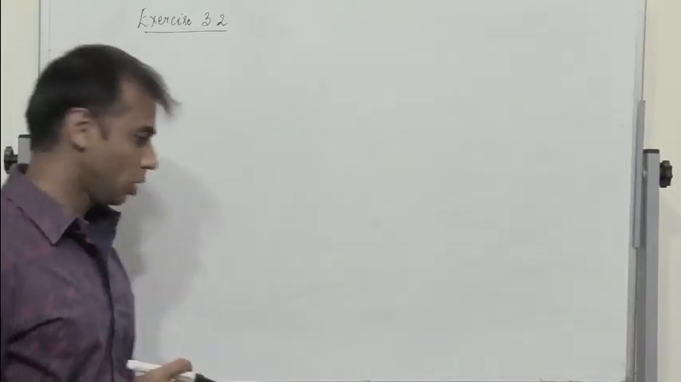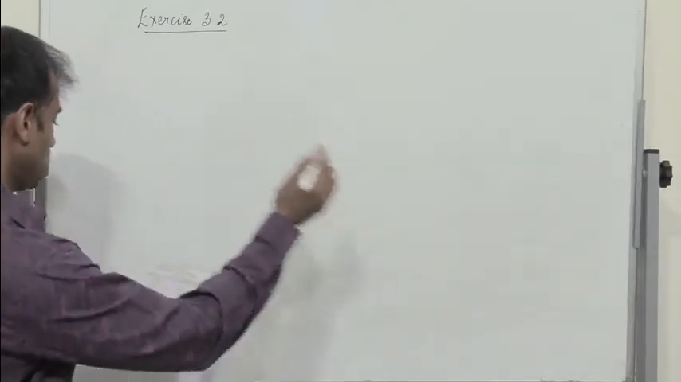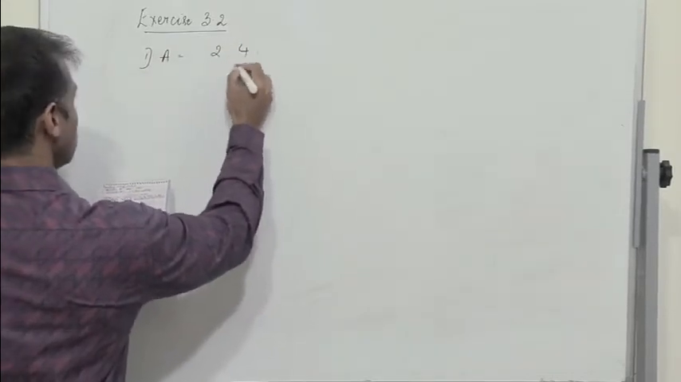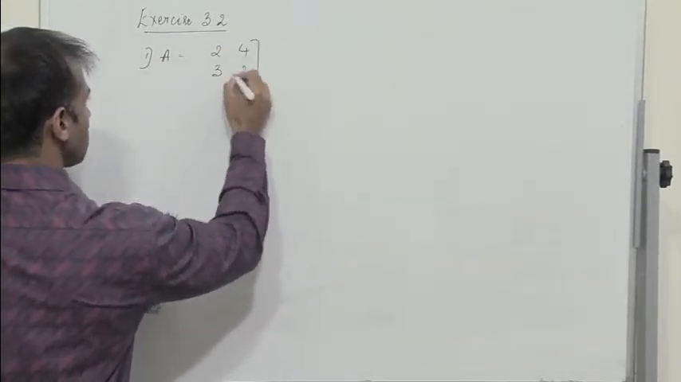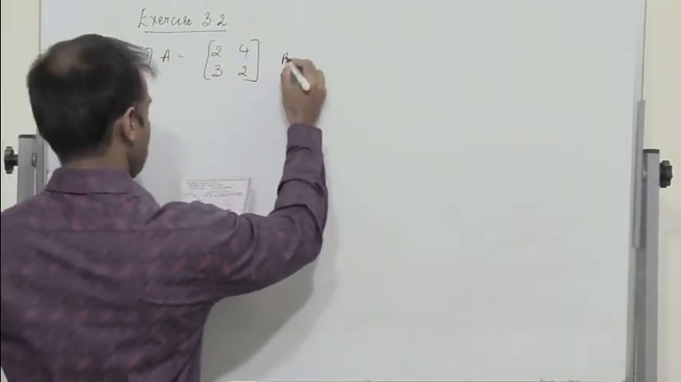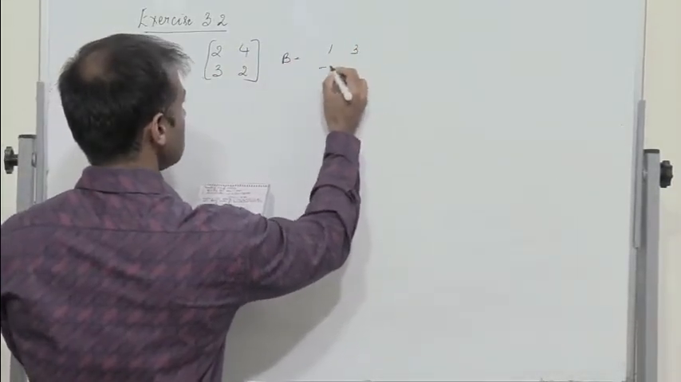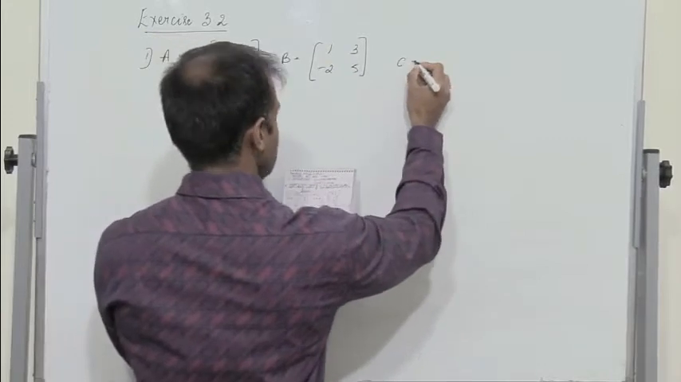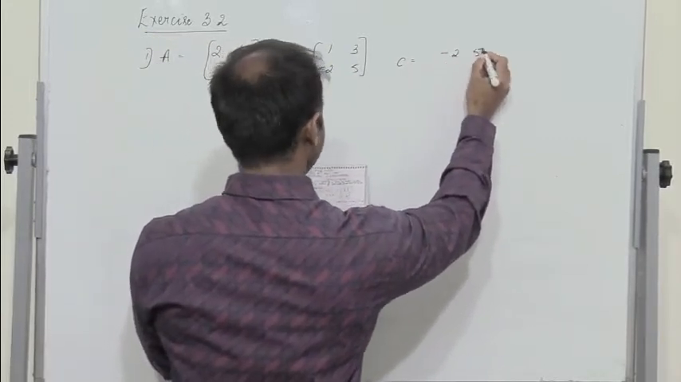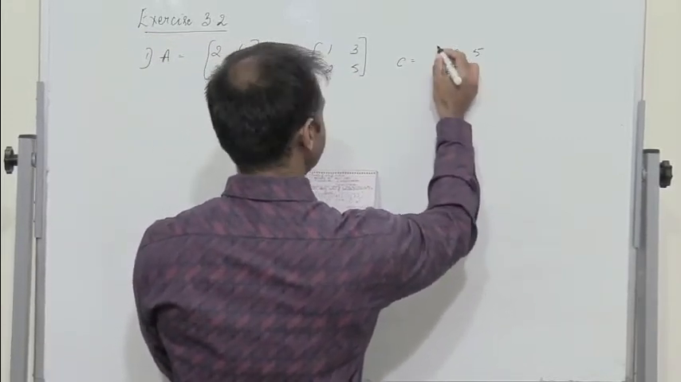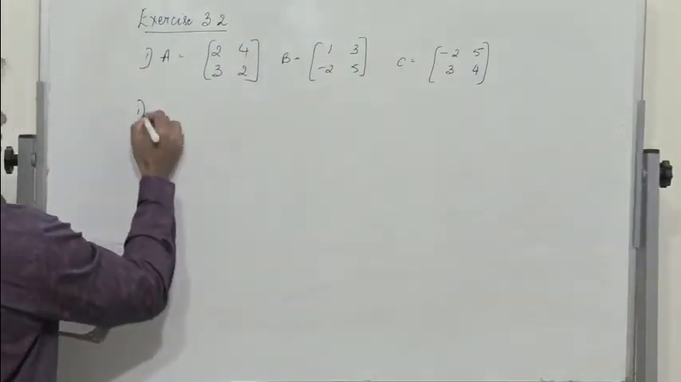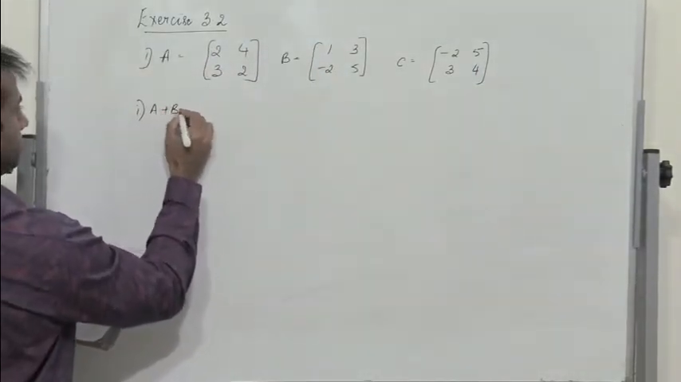So taking the first problem of exercise 3.2, given matrix A 2, 4, 3, 2 and matrix B being 1, 3, minus 2, 5 and matrix C being minus 2, 5, 3, 4. First, we need to find A plus B.